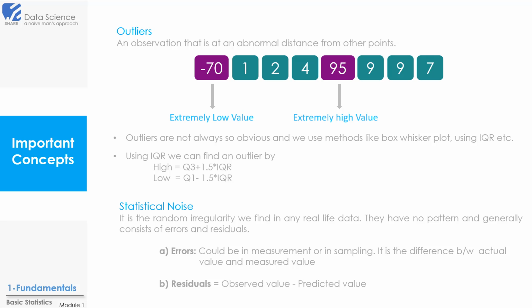Basically, when we do modeling in our upcoming modules, we'll train our model on a part of our sample. Let's say 70% of the observations we use for training the model. And then we'll test the model on the remaining 30% of the observations. So residual will be the observed value in the test data minus the predicted value by the model. We will see this later on in the modeling in detail. So for now, just understand that residual is the difference between the observed value and the predicted value.